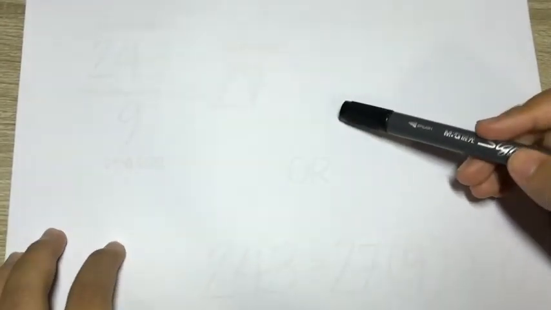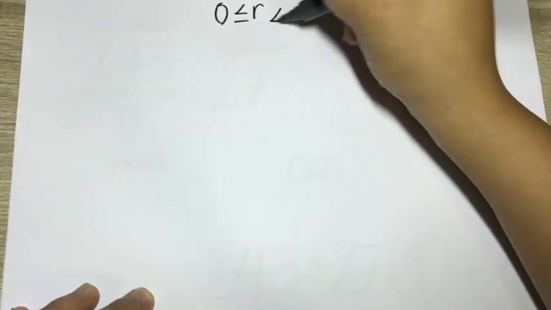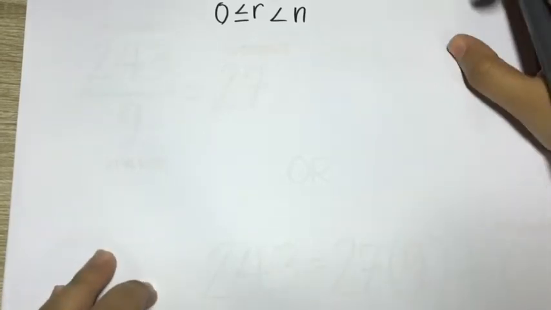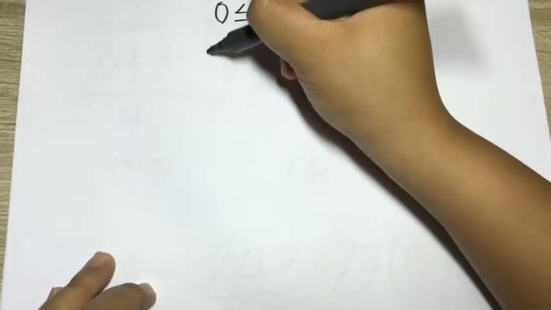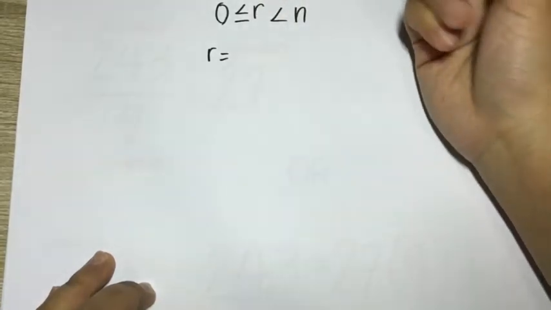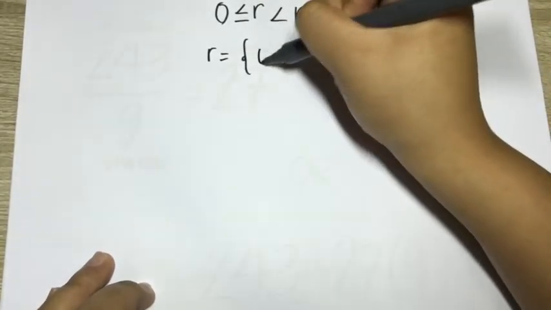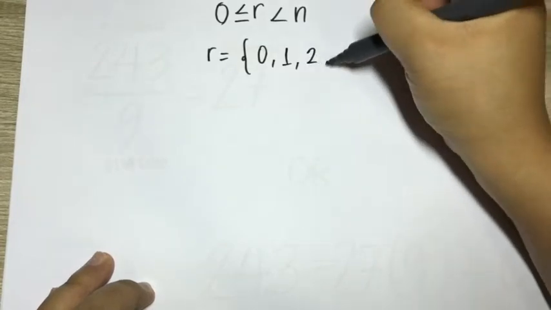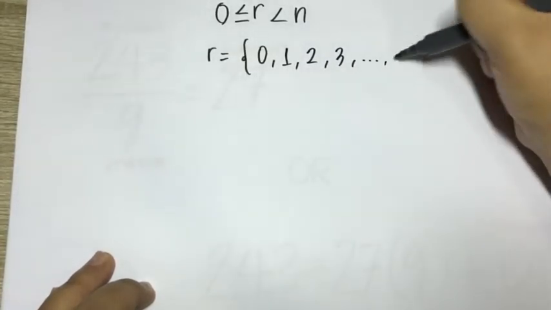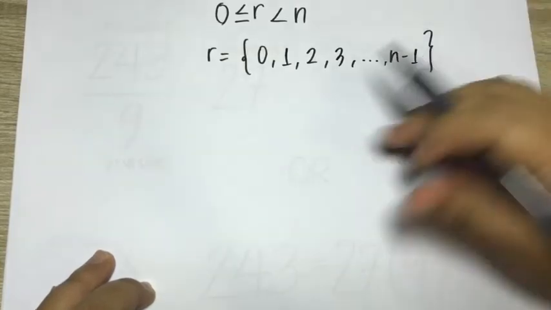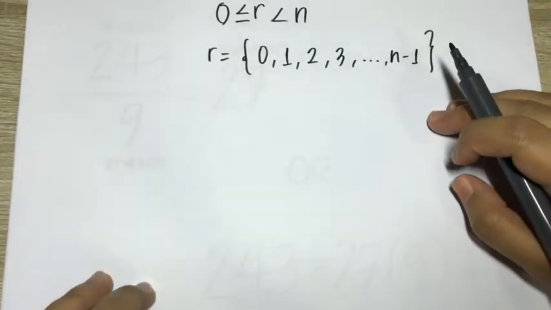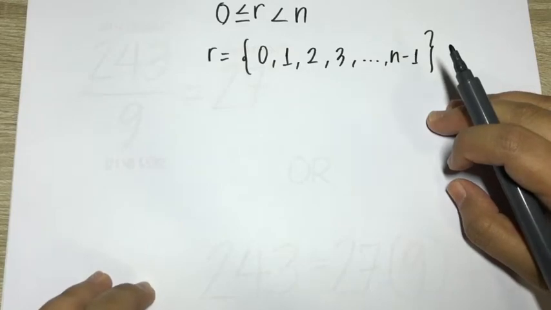Now, to solve for the remainder, possible values can be narrowed down by keeping in mind that our remainder is always greater than or equal to 0 but less than n. Meaning to say, we can narrow down the value of the remainder. We can specify a set for our remainder such that it can be 0, 1, 2, 3, up to n minus 1.